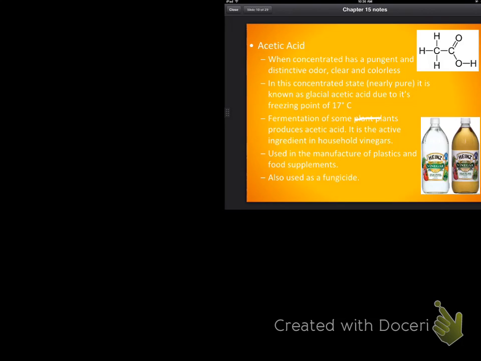But this is what you use in, it's what's found in apple cider vinegar, wine vinegar, rice vinegar. All the vinegars that you're going to find are acetic acid. It is used in some manufacturing processes, but not as many. This is more commonly a food additive. And it's used as a fungicide.